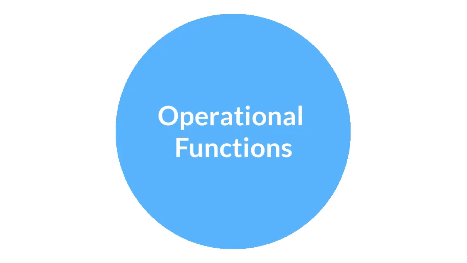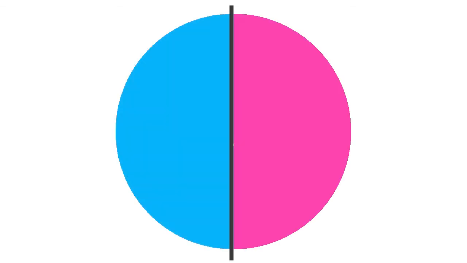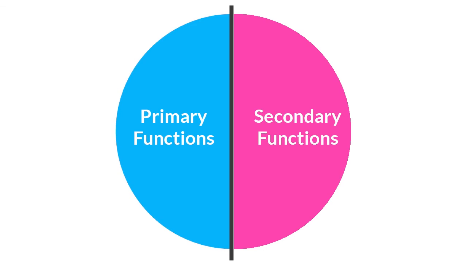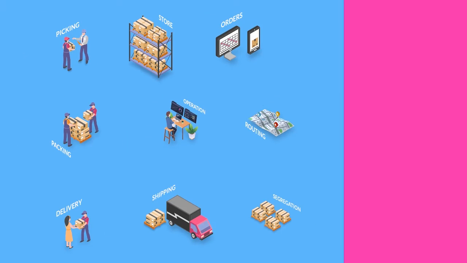So let's begin. The whole operational function of an online store has been divided into primary and secondary functions. The primary functions are those daily activities which happen at the very ground level to keep the system running. The secondary functions are those immediate activities which are quite necessary to support and ensure the smooth running of the primary functions.